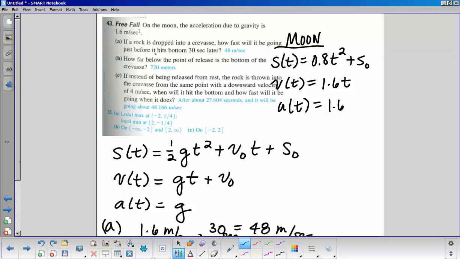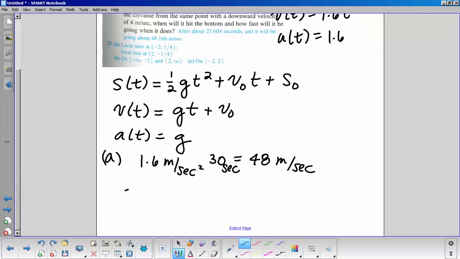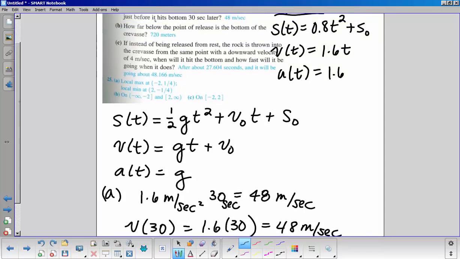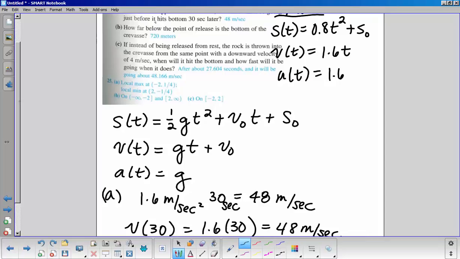and then I don't know what its original position is because I don't know how tall the crevice is. Okay? So part A says if a rock is dropped into a crevice, how fast will it be going just before it hits the bottom 30 seconds later? So that's why you want V of 30 here for part A. Do you see that? V of 30 is equal to 1.6 times 30. Does that make sense to everybody now? That's the equation you've got to use, which is 48 meters per second.